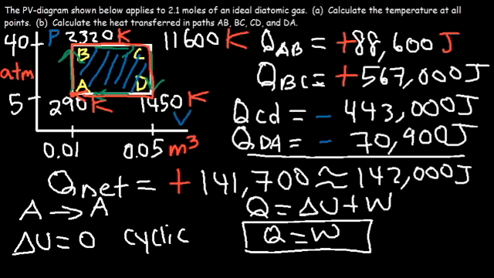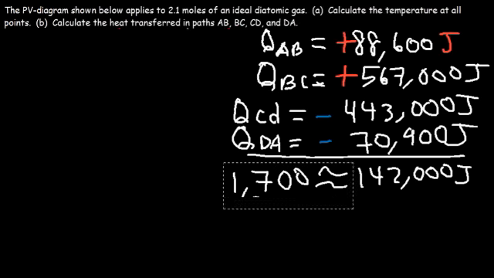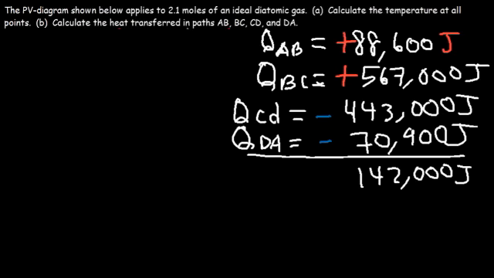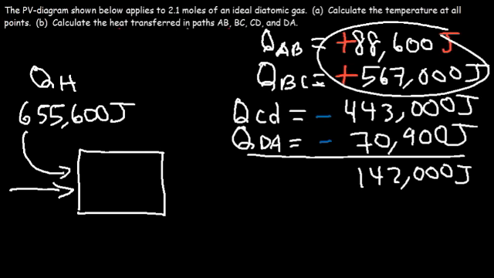Now let's talk about something else, but first let's get rid of a few things. What is the total amount of heat energy that went into the system? Let's say this block represents the system. If we add these two values, we're going to get how much heat energy flowed into the system. And that's about 655,600 joules of energy went into the system. This is also known as QH.